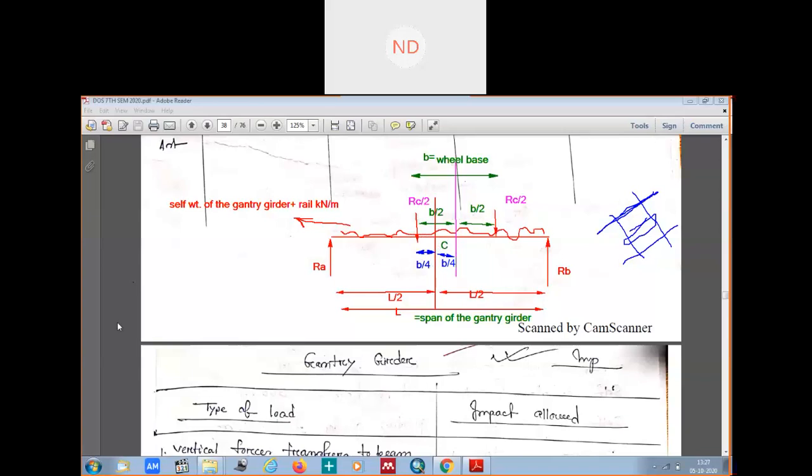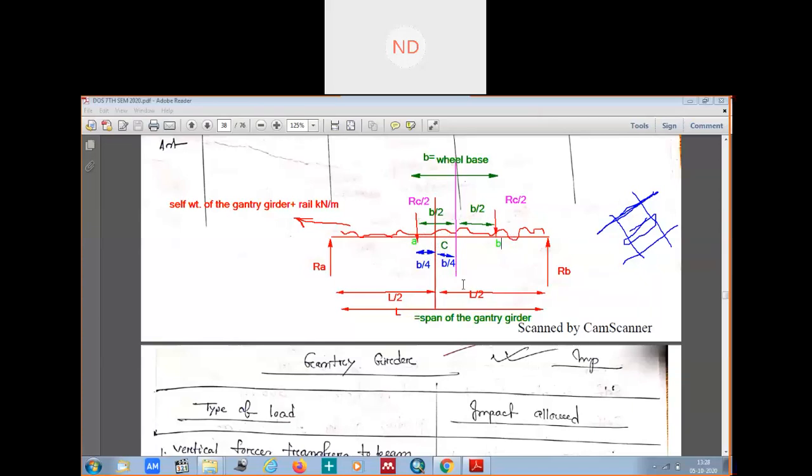Suppose this wheel is A and this wheel is B. So our maximum bending moment will be here, which is nearer to the center of the gantry girder. Once you know these distances and you know all the reactions, which you have already calculated, you will know the reactions, the spans and these distances. You can calculate the maximum bending moment. So in this way we are calculating our maximum bending moment.